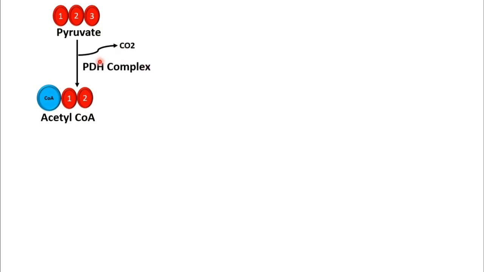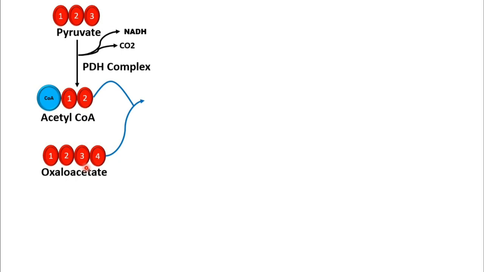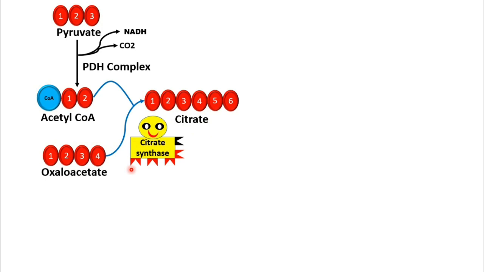This enzyme is called pyruvate dehydrogenase. Whenever you hear about dehydrogenase, of course, we gotta reduce NAD to NADH. Then the synthesized molecules of acetyl-CoA will react with a 4 carbon molecule that is called oxaloacetate. Then oxaloacetate plus acetyl-CoA will produce a 6 carbon molecule that is called citrate. This reaction is catalyzed by the enzyme that is called citrate synthase.